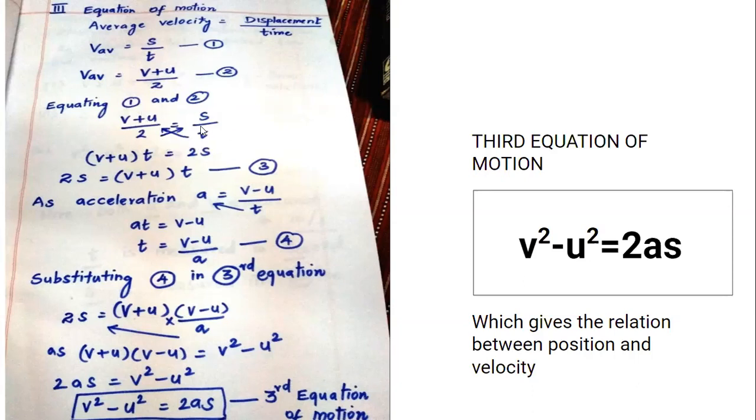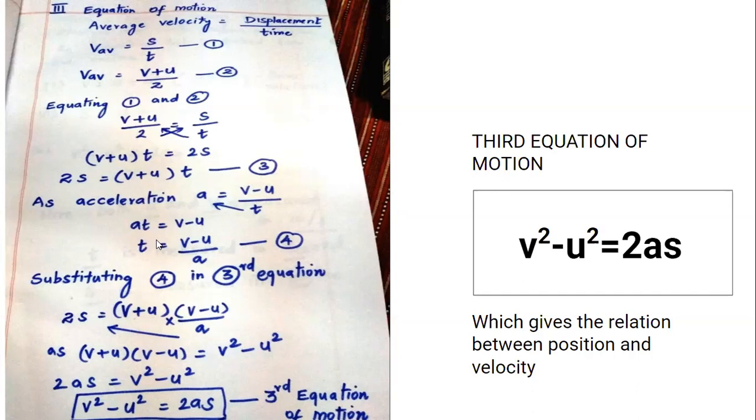Now we do the cross multiplication on both sides. So V plus U into T is equal to 2S. So I am taking that as the third one. Third equation over here, right? And already we know that acceleration A is equal to V minus U by T. Now multiply this by T, so AT is equal to V minus U.